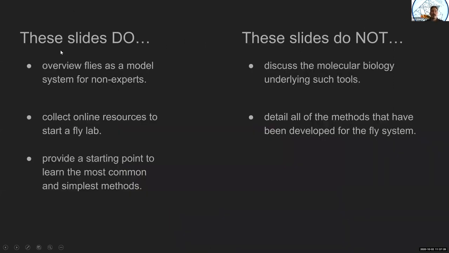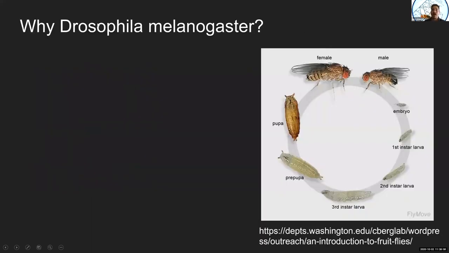Okay, so these slides are essentially going to give you a little overview of the fly as a model system, but it's for non-experts. I've collected a few online resources that you'll be able to go back to in the recorded video, and those are really the ones you should read to figure out how to get up and running. But I want to give you a little bit of the basics here. I will not go into the molecular biology, and I will just try to give you a top-down picture of what a fly lab in the physics building is like.